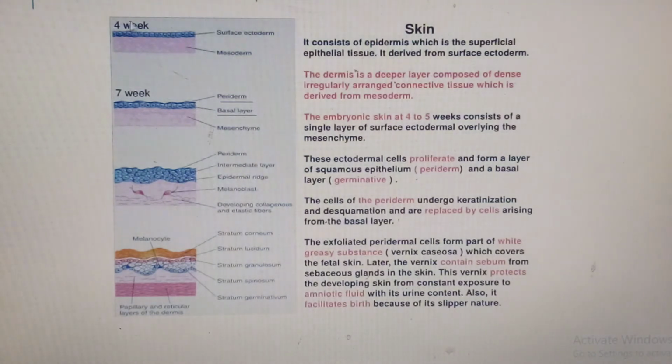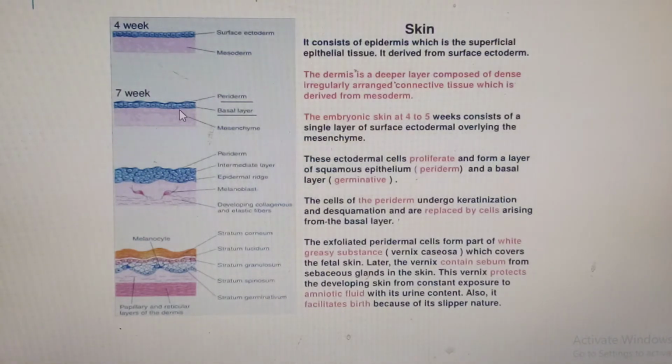This is happening around the 4th week of intrauterine life. At 4 to 5 weeks of intrauterine life, we tend to see a single surface ectoderm layer overlying the mesodermal layer. So that is what we tend to see. Now, one thing we have to know is that these surface epidermal cells begin to proliferate. Let me just say that these surface ectodermal cells will more or less serve as the germinative layer.